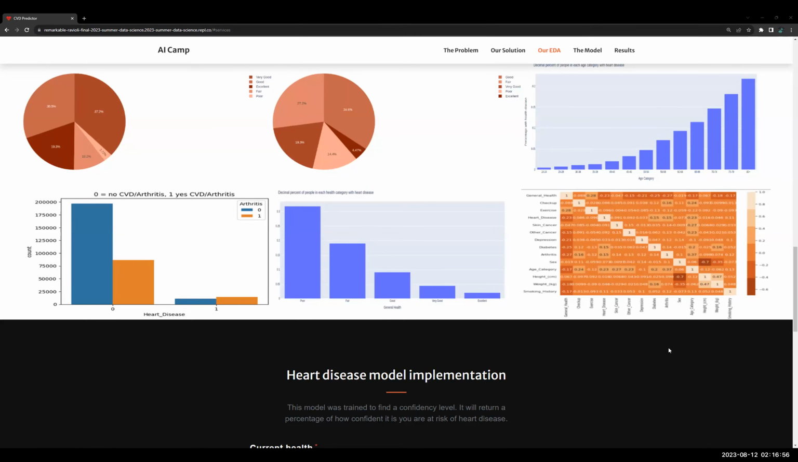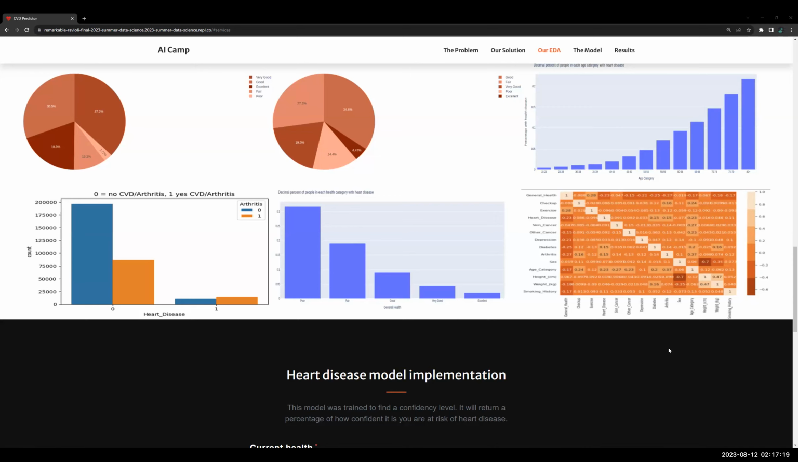Next, for the graph on the right, we can also see that general health has a large impact on heart disease. And in general, people with poor health have a higher chance of developing heart disease. So for people in the poor health category, roughly 33% of them have heart disease. And that number goes down very quickly as general health becomes better.